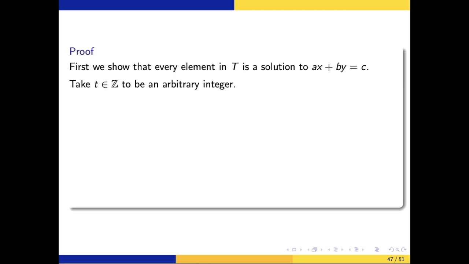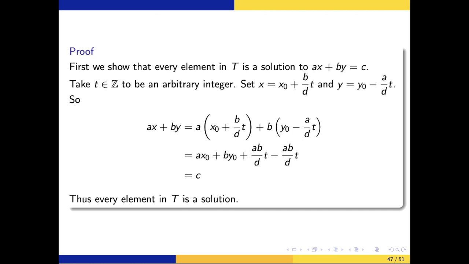Take t in Z to be an arbitrary integer and set x equal to x0 plus (b upon d)t and y equal to y0 minus (a upon d)t. Now consider the linear combination of a and b, which is ax plus by. This is equal to a times (x0 plus (b upon d)t) plus b times (y0 minus (a upon d)t). And simplifying, we get first ax0 plus by0, and second the terms (ab upon d)t minus (ab upon d)t.